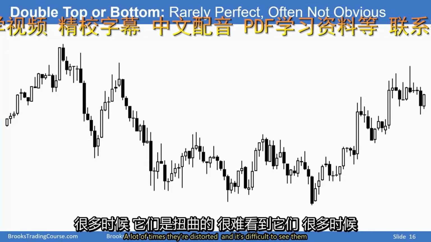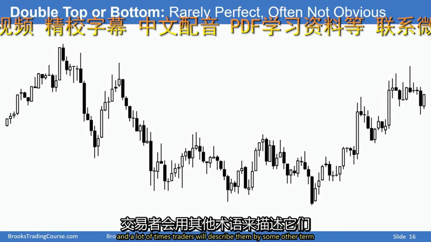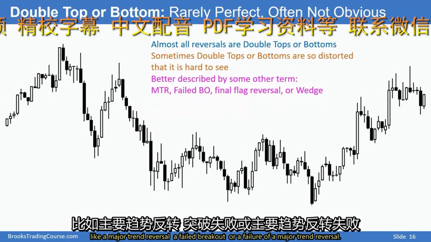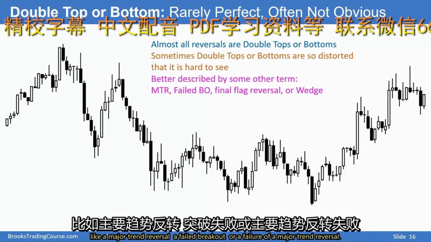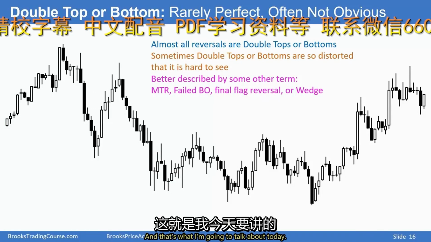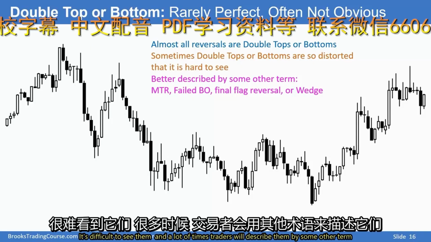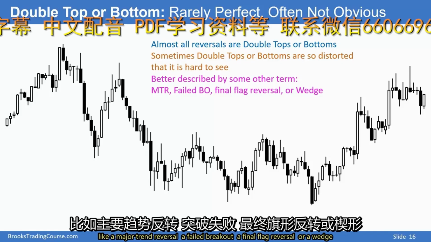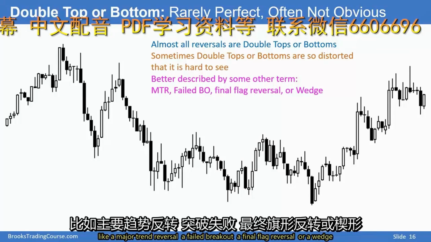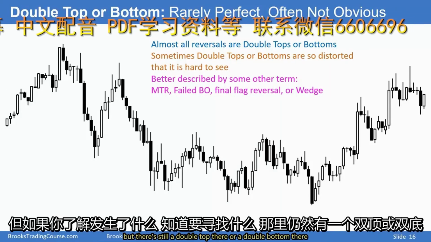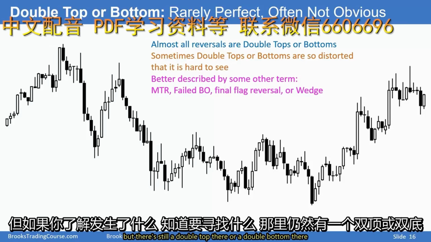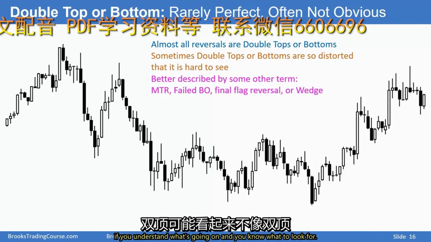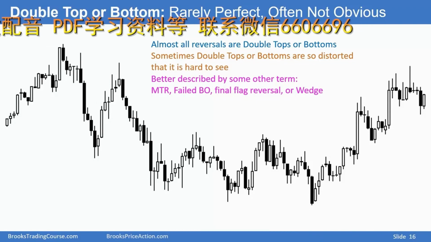Double tops and double bottoms, they're rarely perfect, and a lot of times they're not all that obvious. A lot of times they're distorted, and it's difficult to see them. And a lot of times traders will describe them by some other term, like a major trend reversal, a failed breakout, a final flag reversal, or a wedge. But there's still a double top there or a double bottom there if you understand what's going on and you know what to look for.